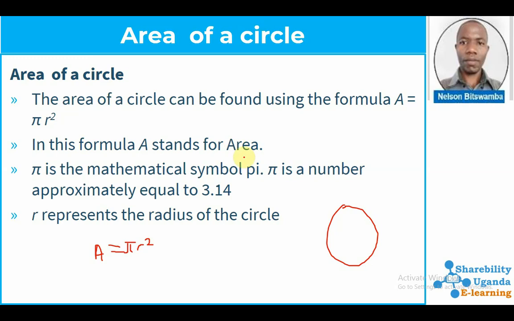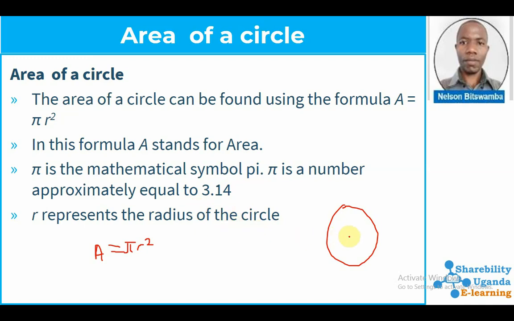Then our pi is a mathematical symbol which means pi. It is drawn in this way, and it is a number approximately equal to 3.14. That means it is the same as 3.14, but since it is approximate, there are other values which might differ from 3.14. Then our r represents the radius of that circle.